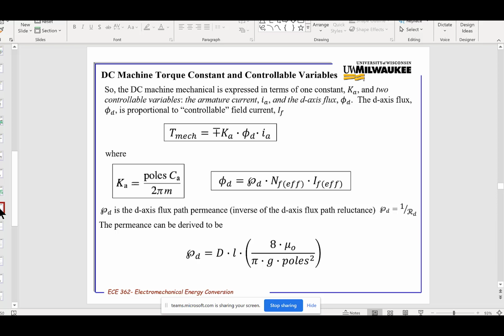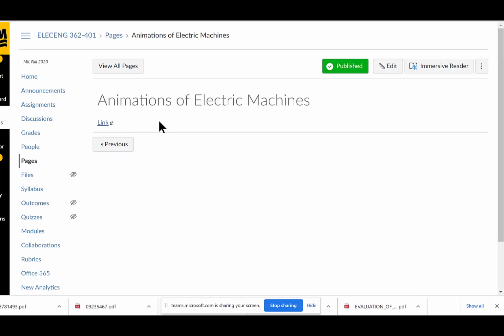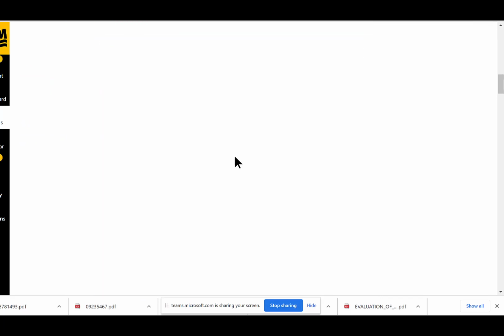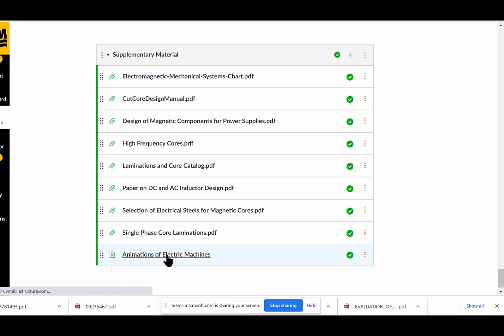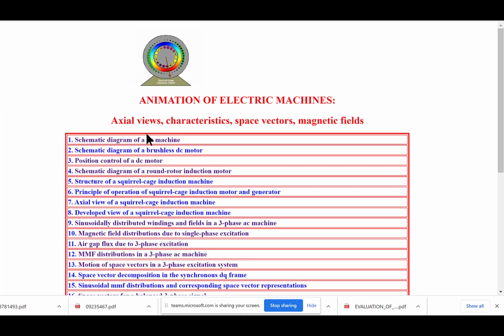I want to show everybody something before we start. We have these animations up on the home page, and I think if you're curious, there's a lot of really insightful things. Let me just navigate to it so you can see animations of electric machines. I'm going to click on that, and then you click on the link.